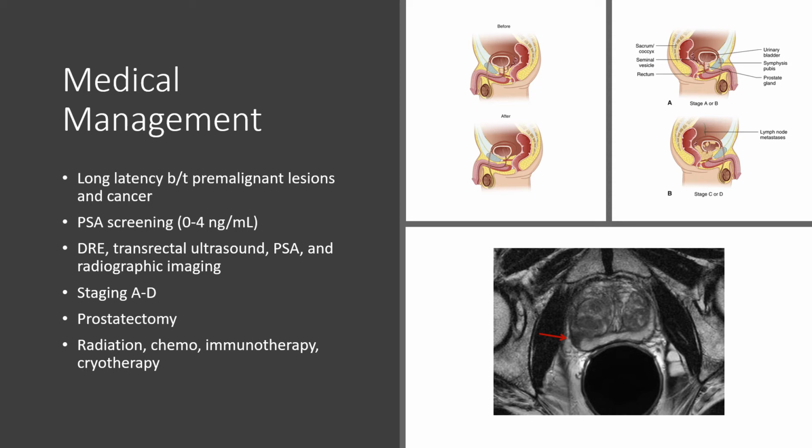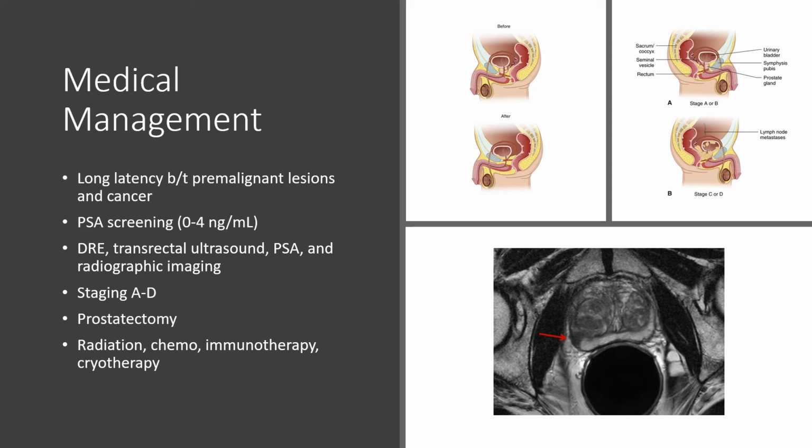So if the physician finds this hardened, fixed structure, usually they're going to order an MRI, which is seen in the diagnostic image on the bottom right-hand corner of the screen. And the MRI actually allows for evaluation of the prostate gland and the regional lymph nodes to see if there's any type of lymphatic spread.